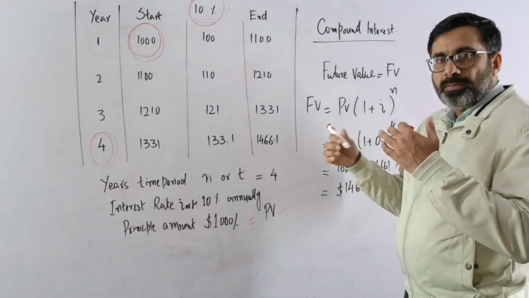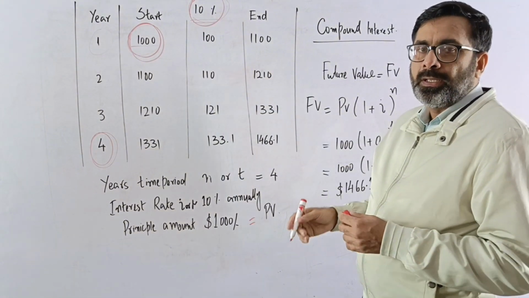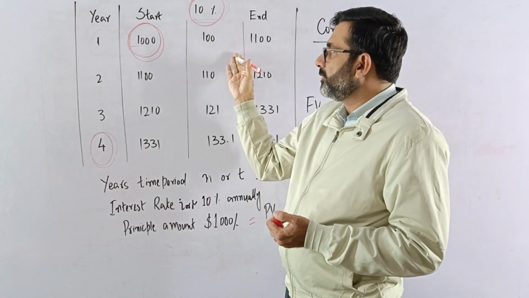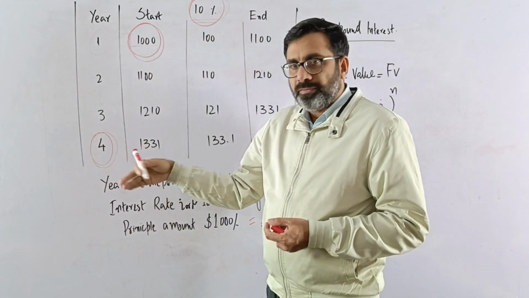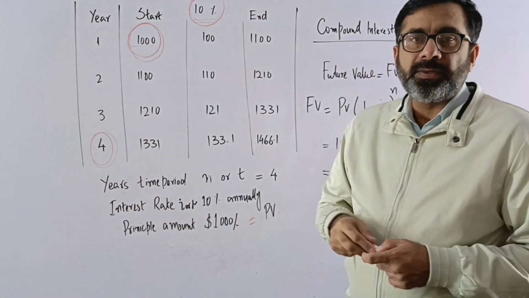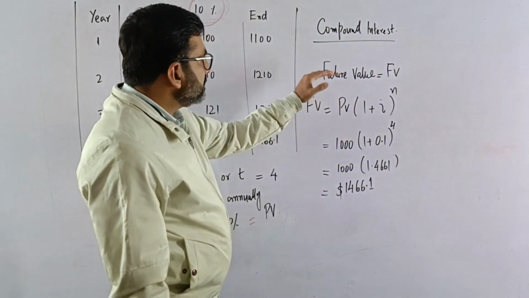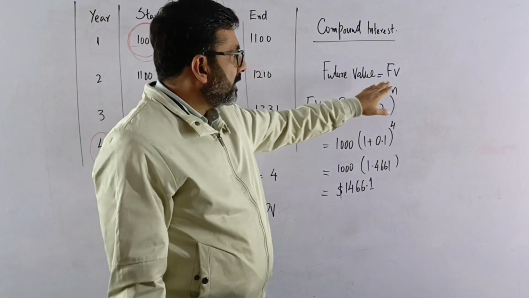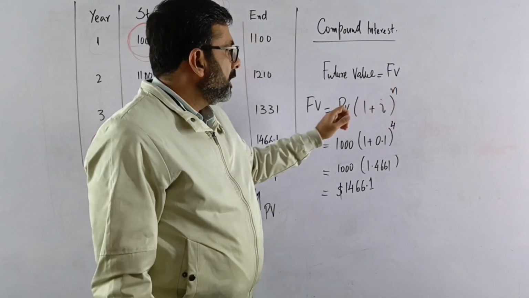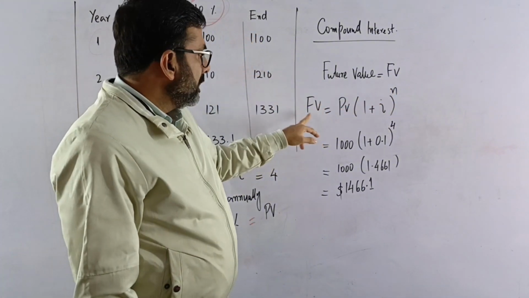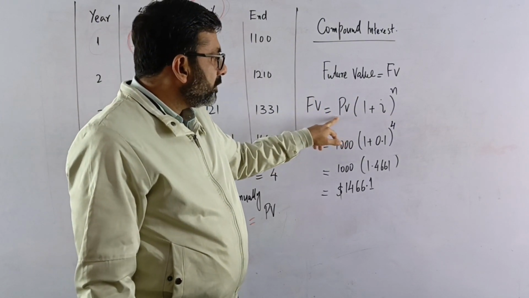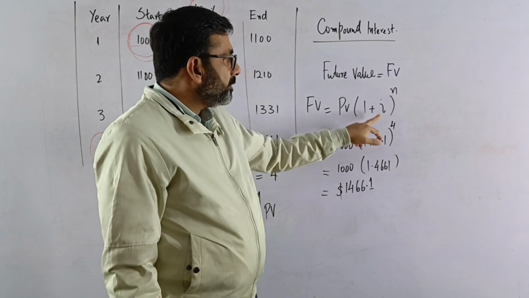So obviously values are different, and in different years the rate of interest may be different, or maybe the number of years are different. So for simplicity purposes, we have a very simple formula here for the compound interest future value, that is called the FV, or future value, or what we say the maturity value. So it will be future value is equal to present value multiplied by 1 plus I.